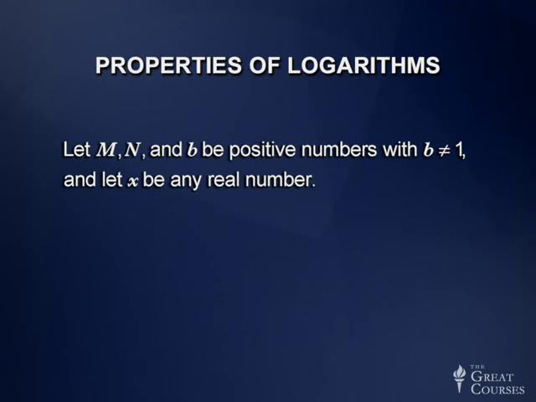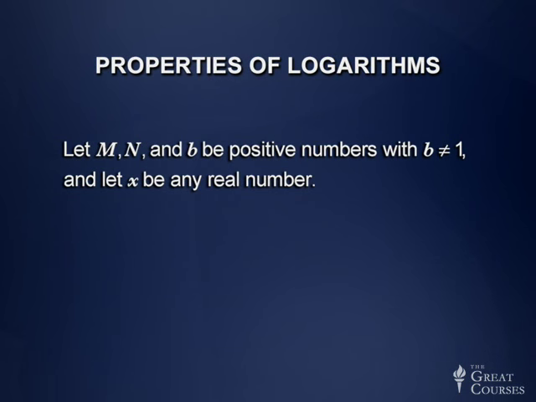Now, let's transition to a discussion of some properties of logarithms, which really do cause some students a bit of trouble. So you're going to want to really put these to memory and remember them bit by bit and remember them exactly because it's easy to mess them up, to confuse them. So we're going to talk now about these properties of logarithms, and there are three main ones. So let me quote them to you here. We're going to let capital M, capital N, and B be positive numbers, and B is not going to be 1. And we're going to let x be any real number.